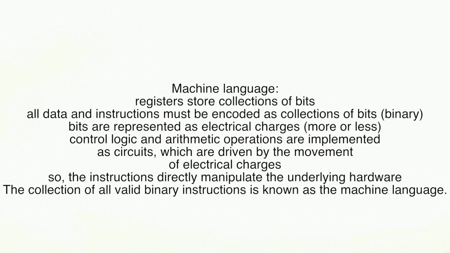What is machine language? Machine language is the lowest level programming language, except for computers that utilize programmable microcode. Machine languages are the only languages understood by computers. In machine language, registers store collections of bits. All data and instructions must be encoded as collections of bits. Bits are represented as electrical charges.